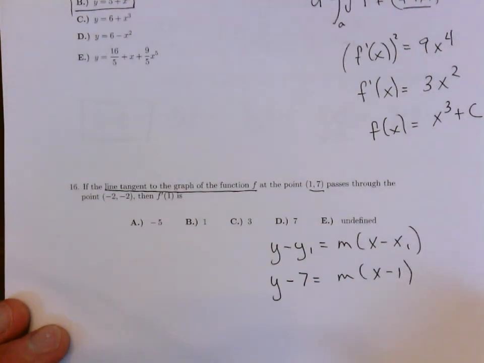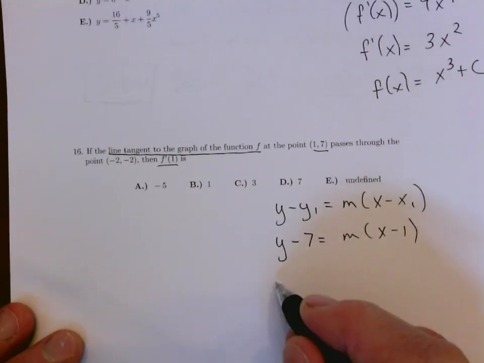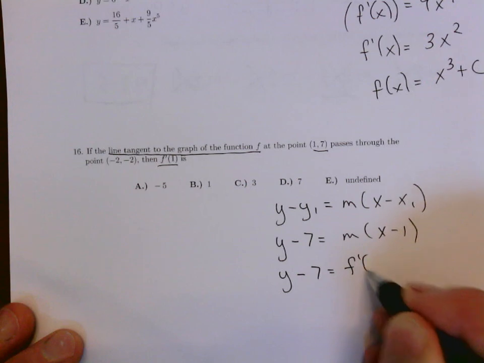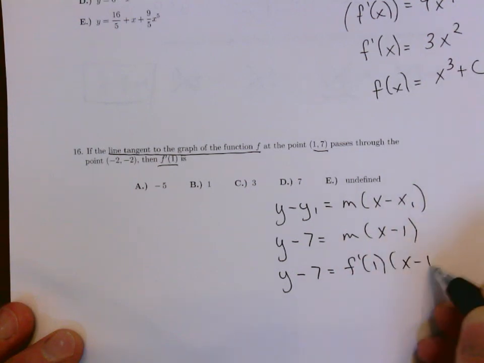The only thing I need now is the slope. Well, actually, that's what the question's stating, right? I don't really know what it is, but I can simply substitute it in. So I have y minus 7 is equal to f prime of 1 times x minus 1.